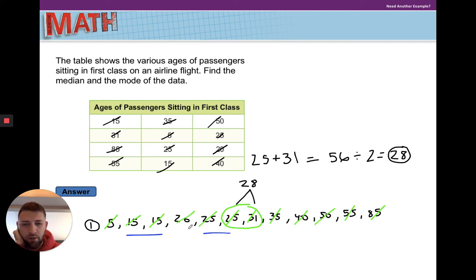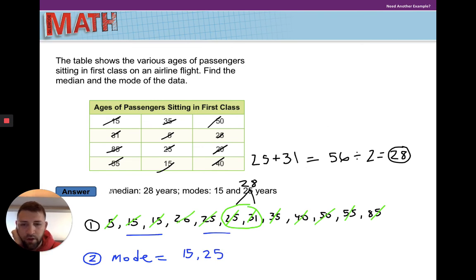So the numbers I see the most, and yes, you're allowed to have 2 of these for the mode. The numbers that I see the most in my list are 15, I have 2 of them, and 25. I have 2 of those as well. Let's check and see if we're right. Hopefully we didn't get cut off here. The median was 28, which we found. The mode, 15 and 25. Cool.